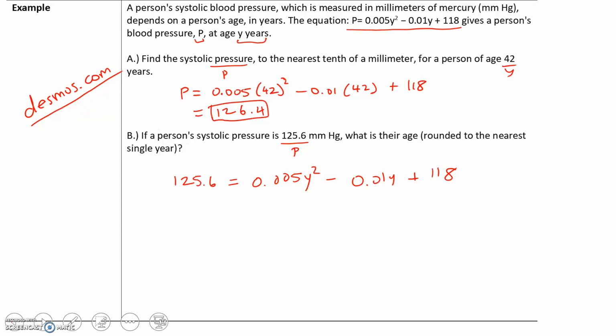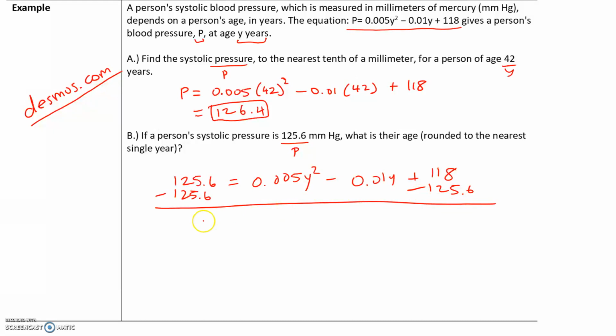Now this is a quadratic equation. To solve any quadratic equation, we have to move everything to one side, which means we are going to subtract 125.6 from both sides. So we're going to get 0 equals 0.005y squared minus 0.01y minus 7.6. Now at this point, we could use the quadratic formula, but that takes too long. The objective of this class is not to learn the quadratic formula, but rather to interpret the solutions of this equation.